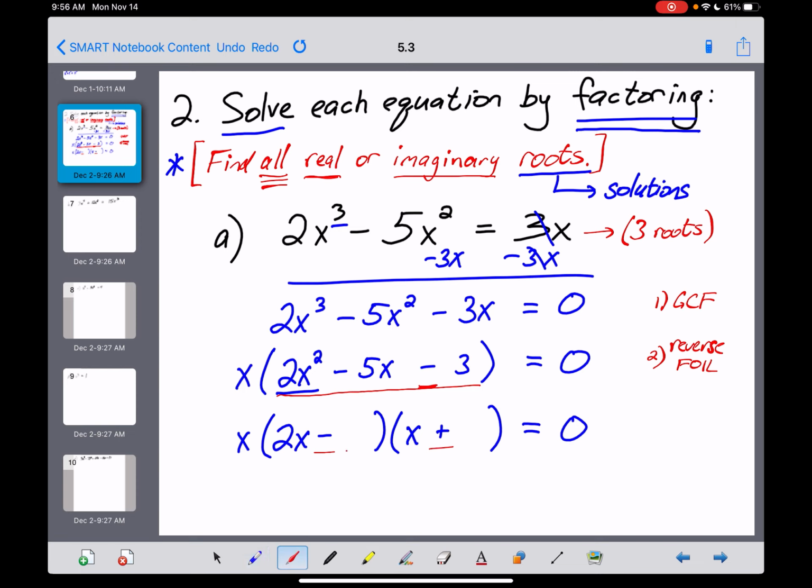Now, I need a number that goes here and here, and those 2 numbers need to multiply here to 3. Well, 3 is a prime number, everybody. That's not going to work. So let's see what happens if I put a 3 right here and a 1 right here.